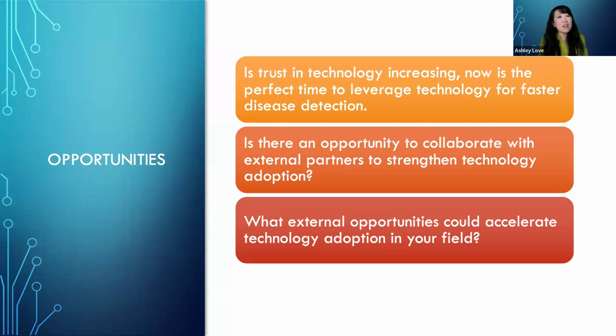So another thing in terms of opportunity is trust in technology. How much trust is there in terms of adopting and implementing technology? And is there a perfect time to leverage technology for faster, for example, disease detection? The pandemic allowed us to utilize technology to detect and also to mitigate some of the risks. And is there opportunity to collaborate with external factors to strengthen technology adoption?